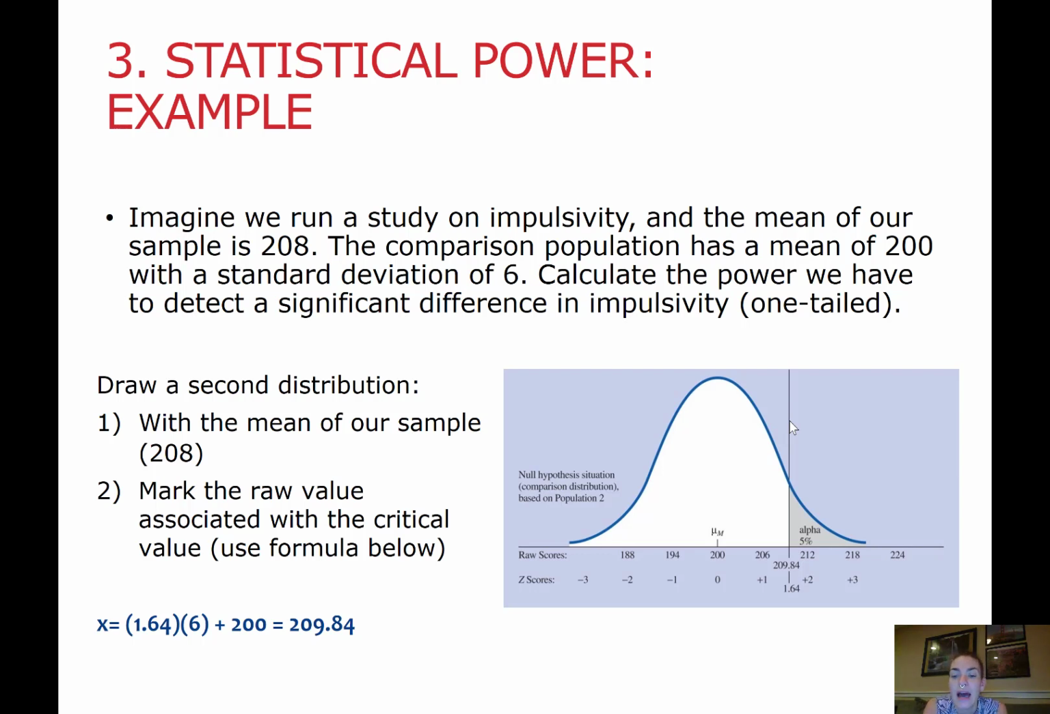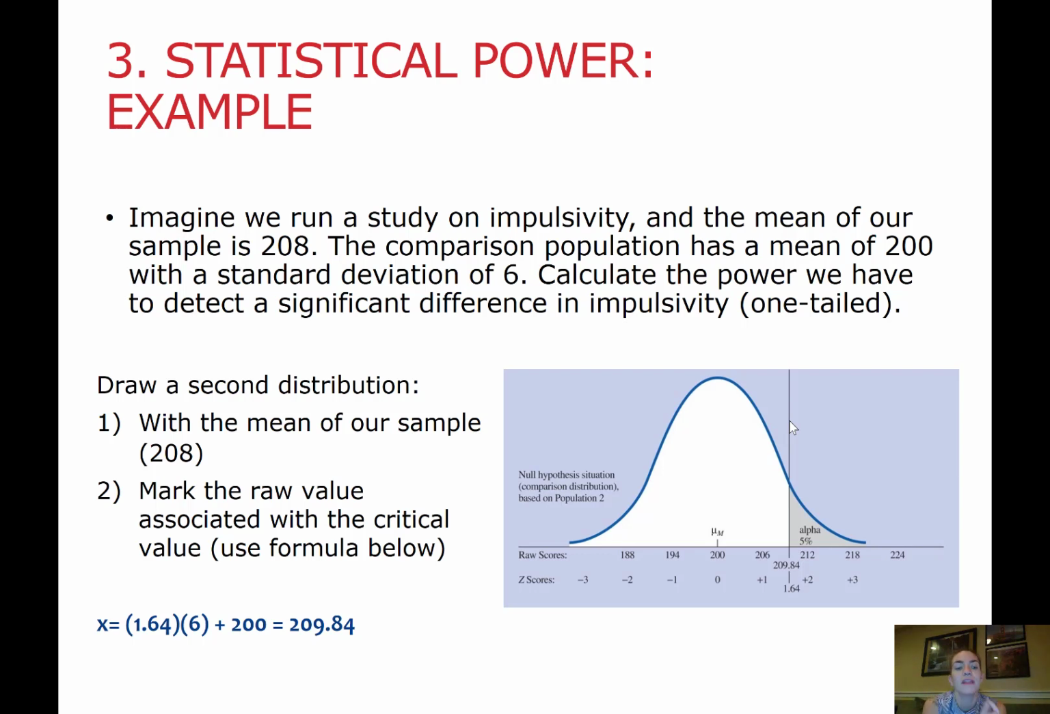So in this case, I'm drawing a distribution with a mean equal to 200. That's the one we always draw. I know that my critical value on that distribution, if I'm doing a one-tailed test with a significance level of 0.05, is equal to a z-score of 1.64. And that's always, remember, the critical cutoff value for a one-tailed test at the 0.05 significance level. So the critical value is 1.64.